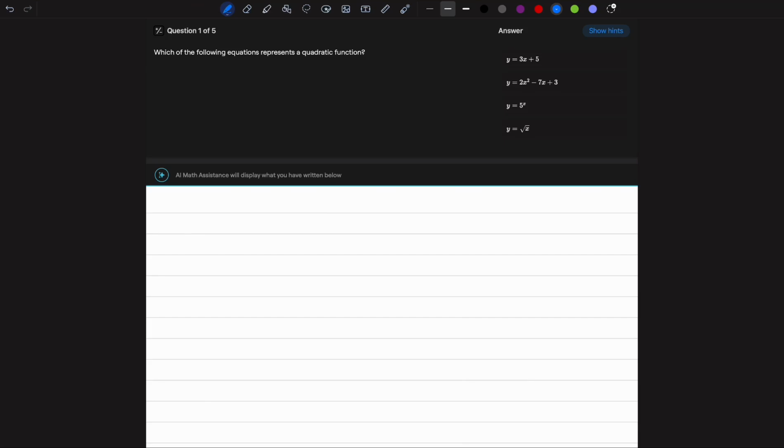So we have 5 ACT questions that we need to go through. Let's go through them really quickly and see if they're easy or not. The first question says, which of the following equations represents a quadratic function?